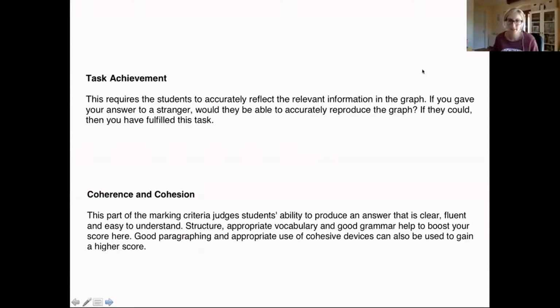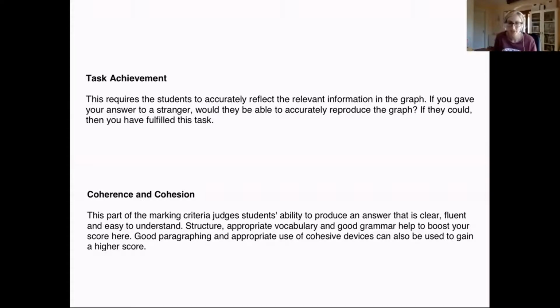So let's see what the examiners expect. So task achievement. Now I think I did send you the writing task 1 criteria at the beginning. I'll send it again after today, where you can have a look at the criteria and what you need for a 7 or above. But the task achievement requires you to accurately reflect the information in the graph or the chart. And if you could give your answer to a stranger, would they accurately be able to reproduce it? If you read it out and you can picture it in your mind, then you fulfilled that task.